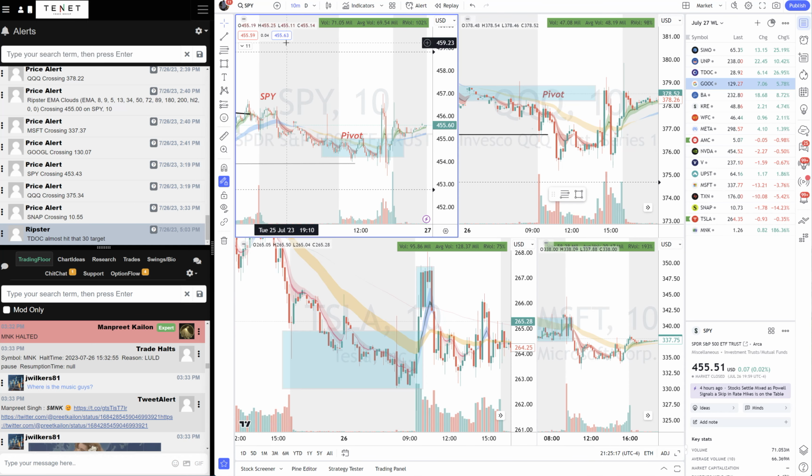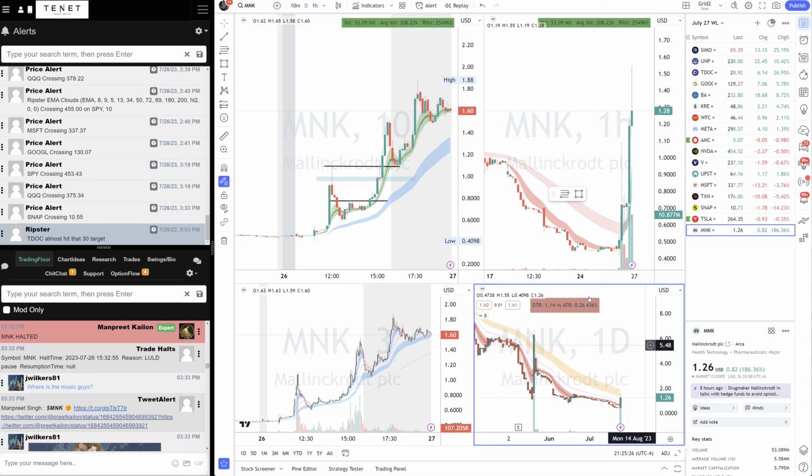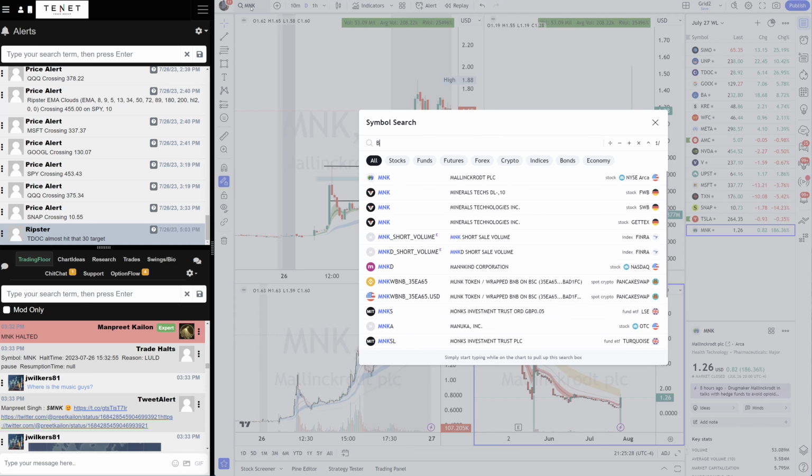Now I want to talk about these labels. One is called relative volume and the other one is called day trade range. Let's look at Boeing.